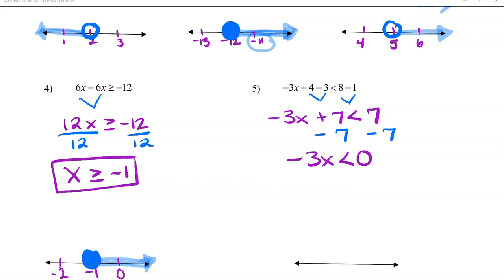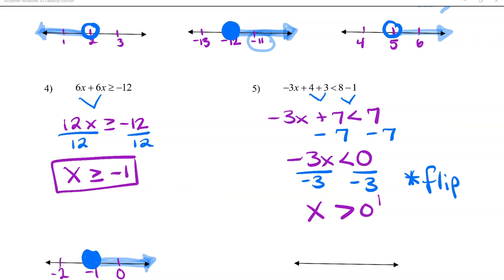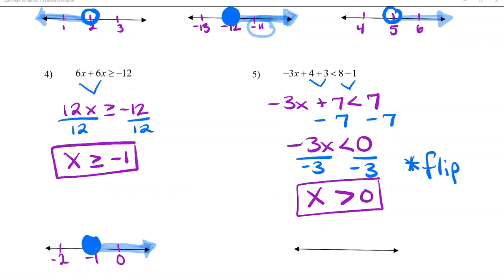And now we're not done solving until the variable is isolated. So we still need to go through and divide by negative 3. We divided by a negative, so we need to flip the inequality symbol. So now x is isolated, and we have x is greater than 0. So you really need to make sure you've finished solving and you have the variable completely isolated before you're considered done with that inequality.